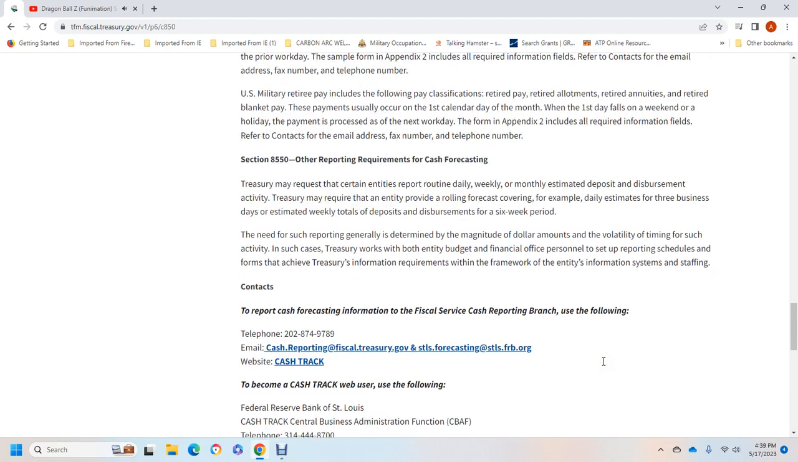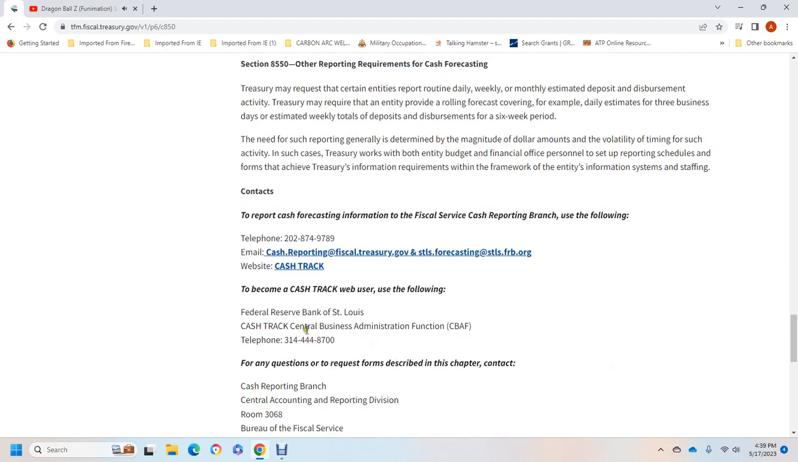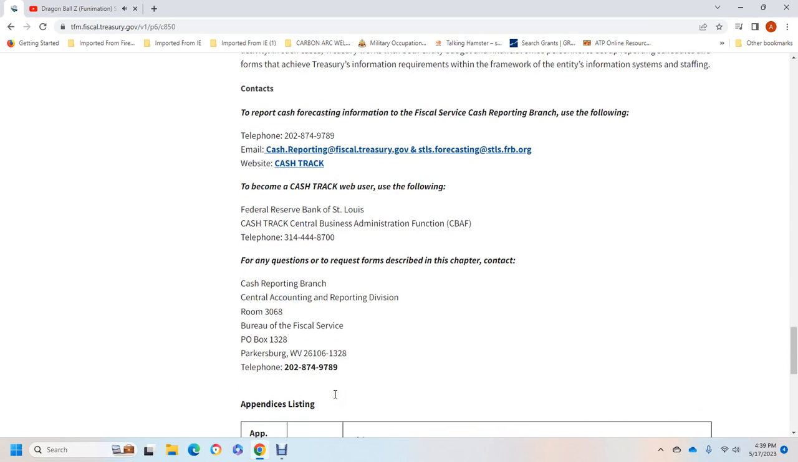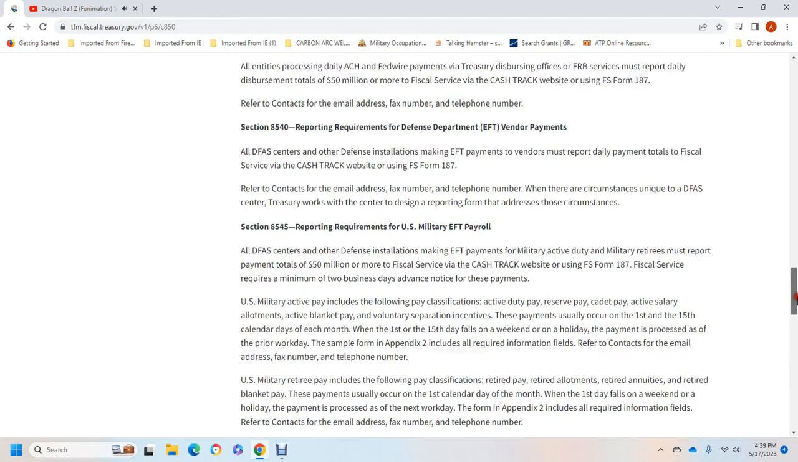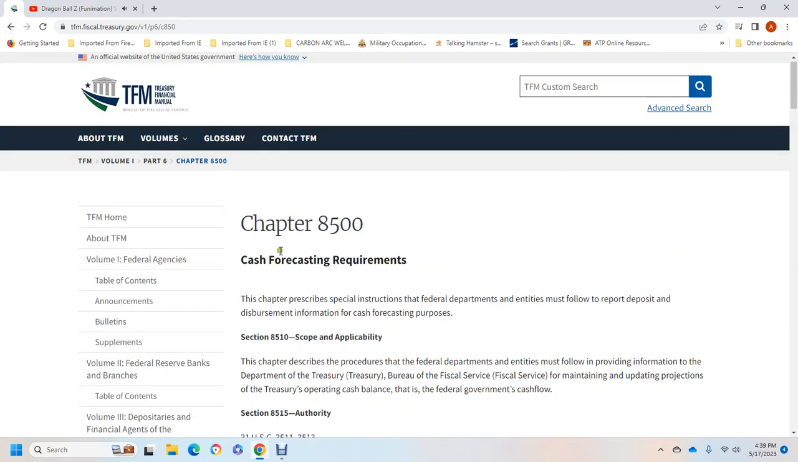Staff and contacts would be Federal Reserve Bank, St. Louis, Cash Track, Business Administration, Cash Reporting, Central Accounting Reporting Division. And that was Section 8500, Cash Forecasting Requirements, Volume 1, Part 6.